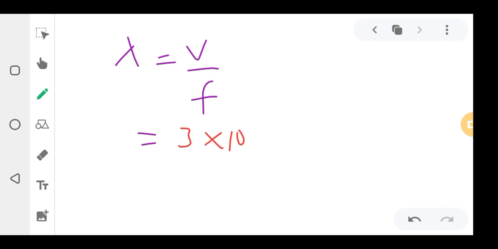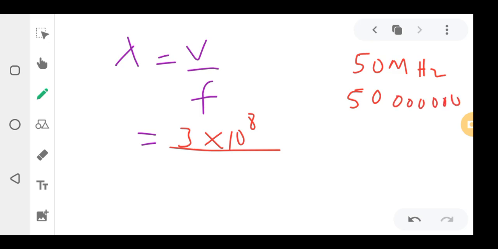So 3 times 10 to the power 8 over the frequency, which is 50 megahertz. So you say 50 mega, it means how many zeros? Mega means 6 zeros. Kilo means 3 zeros. Mega means 6 zeros. So I'll put 1, 2, 3, 1, 2, 3. So 6 zeros, and that side is hertz. So in scientific notation, 50 is 5 times 10. The 6 zeros plus 1 zero becomes 7. So it will be 5 times 10 to the power 7.